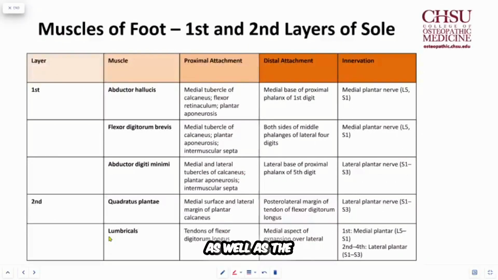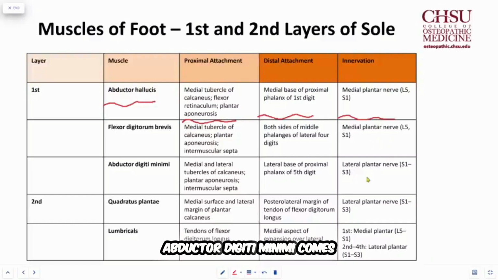The first layer, as well as second layer, the name of the muscles, the proximal attachments, the distal attachments, and the key innervation. Notice that the innervation are overlapping. L5S1, medial plantar nerve, L5S1, medial plantar nerve. Abductor digiti minimi comes from the lateral plantar nerve S1 and S3. Quadratus plantae nerve for quadratus plantae. And the lumbricals are going to be a mixture of the medial plantar nerve and the lateral plantar.